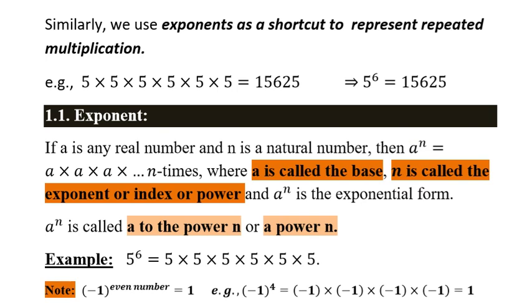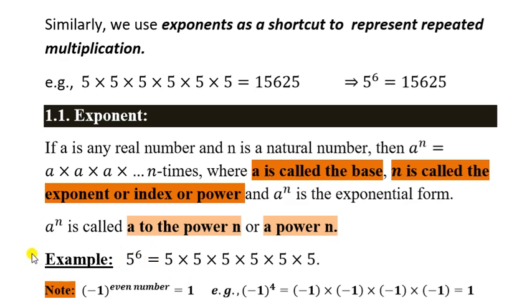This exponential form is called a to the power n, or a power n. That means, see here, 5 to the power 6, we'll call this exponential form 5 to the power 6, and 5 to the power 6 means 5 is present 6 times. 5 into 5 into 5 into 5 into 5 into 5, like that. Okay, 5 present 6 times.